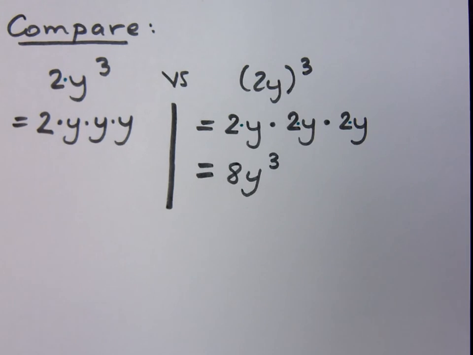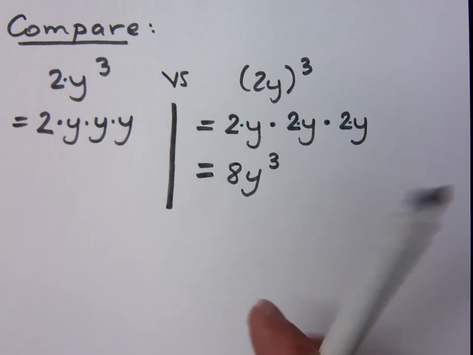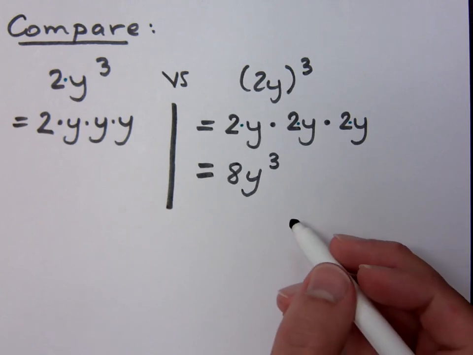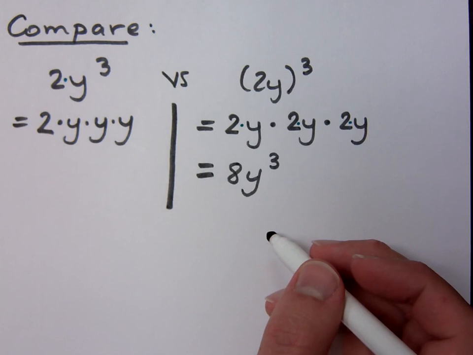Put the exponent back on 8y. Let me put the exponent back on. I mean, you solved it. I didn't solve it, I just simplified. Simplified. Yeah.